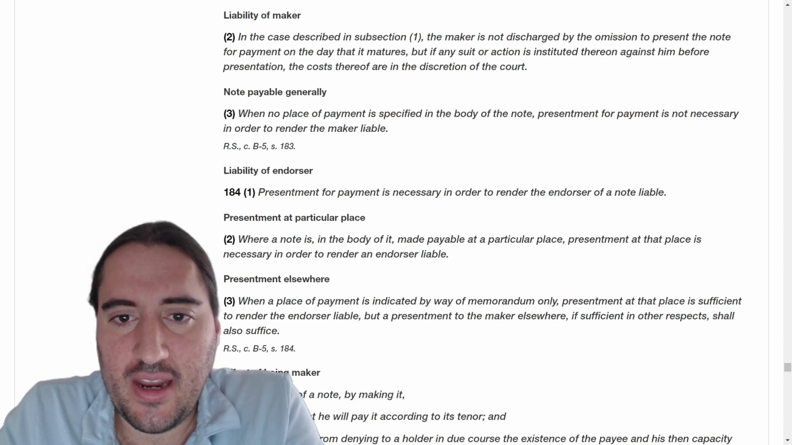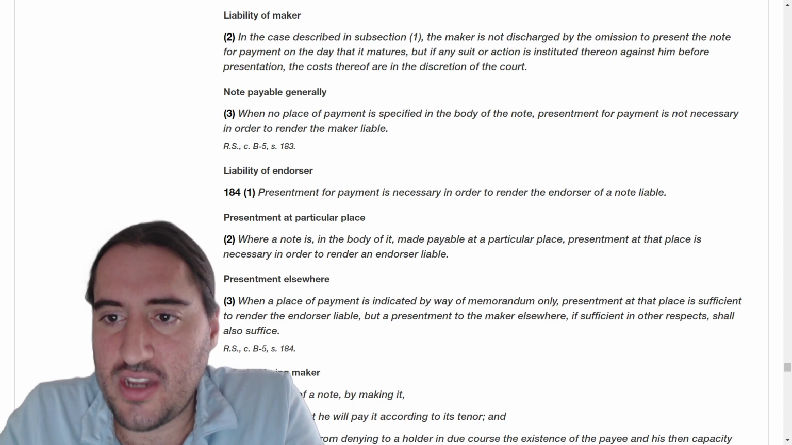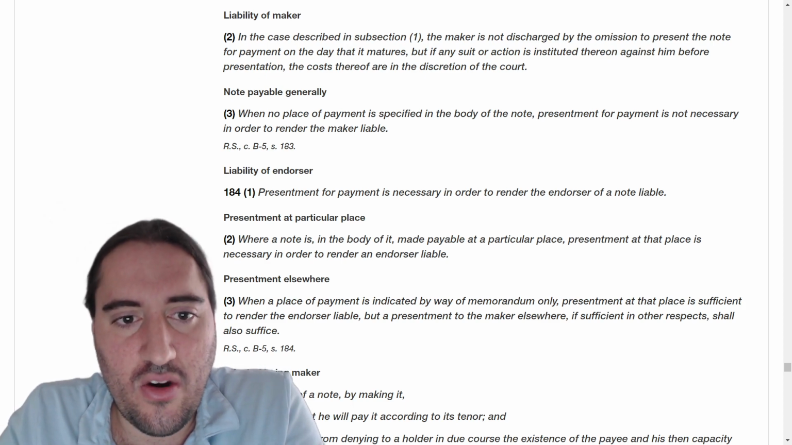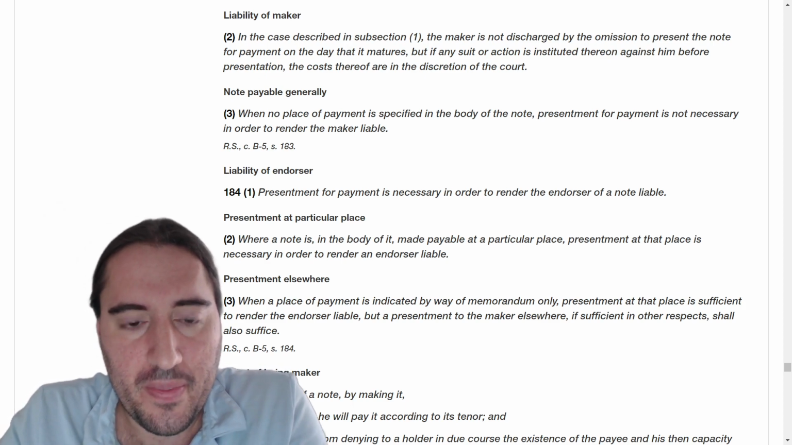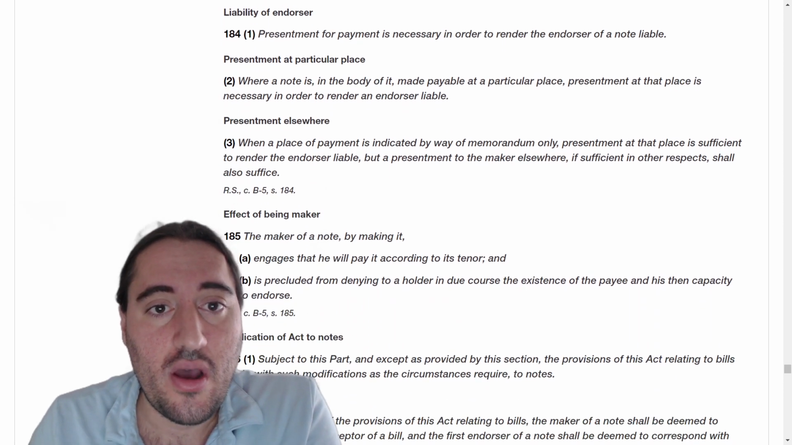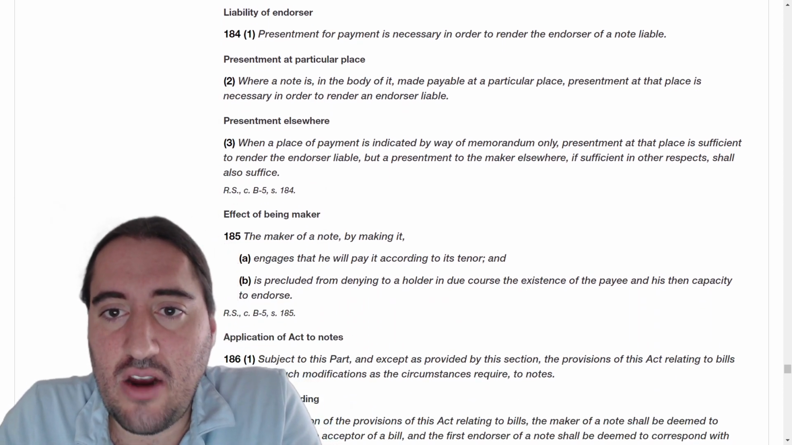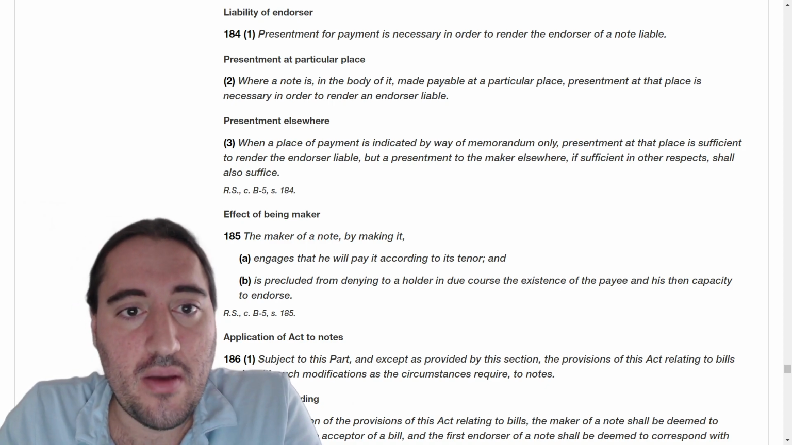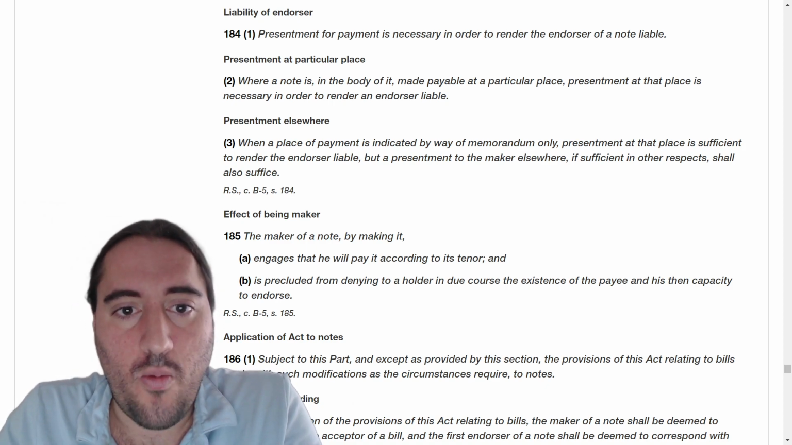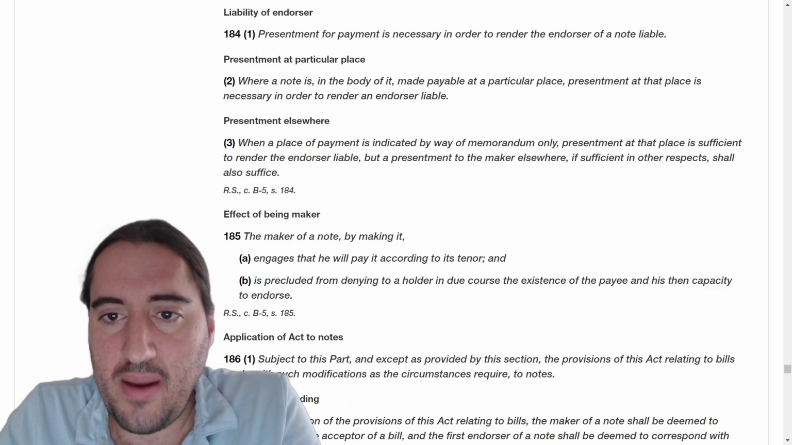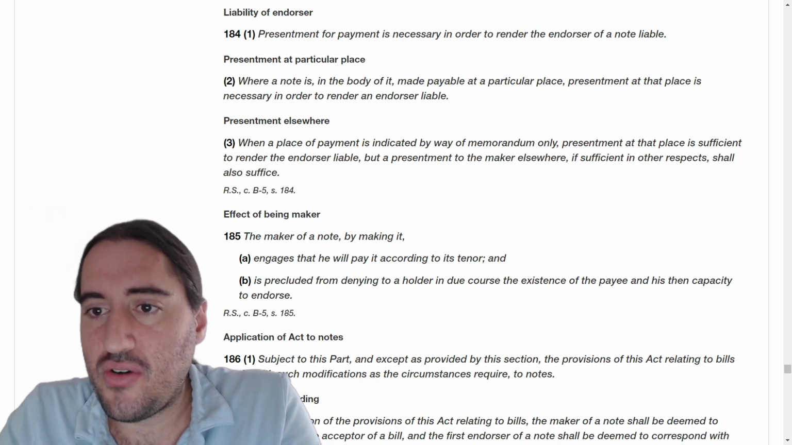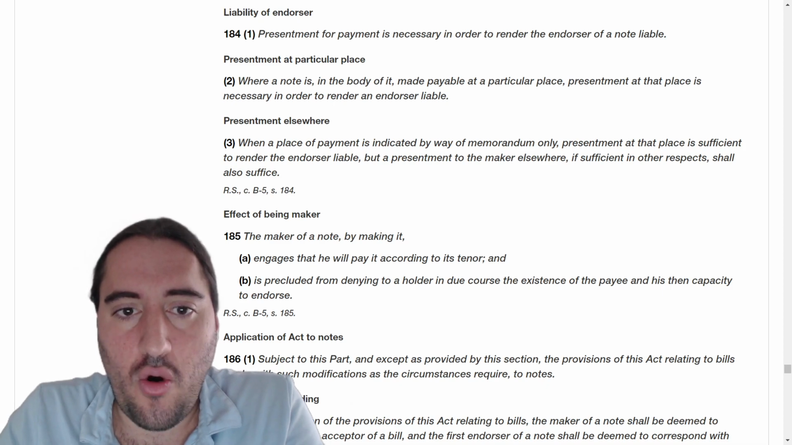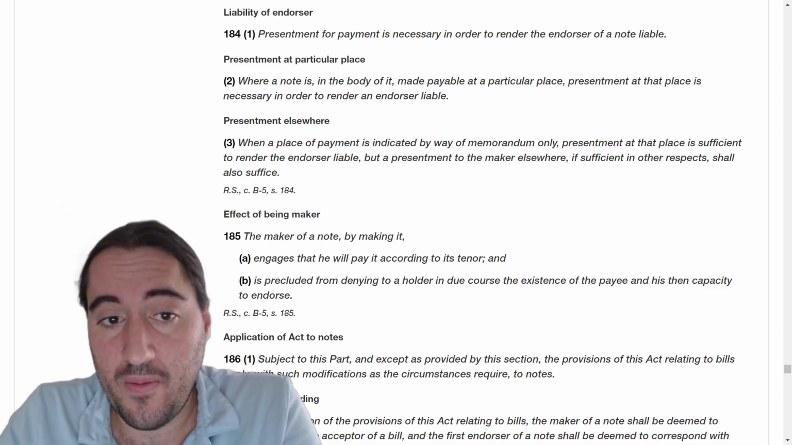When no place of payment is specified in the body of the note, presentment for payment is not necessary in order to render the maker liable. Liability of endorser. Presentment for payment is necessary in order to render the endorser of a note liable. Presentment at particular place. Where a note is, in the body of it, made payable at a particular place, presentment at that place is necessary in order to render an endorser liable.